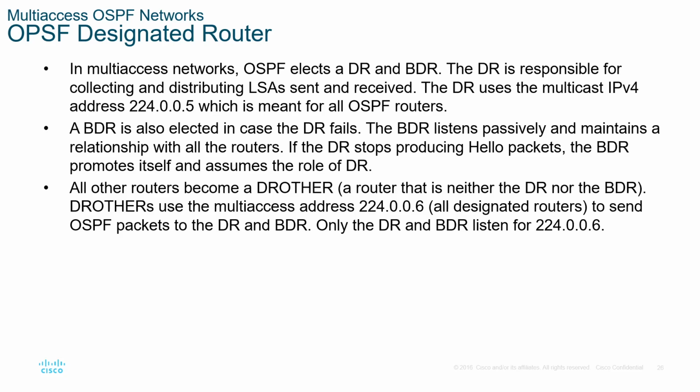I like to think this way: once the DROthers need to send information, they will send it up to the designated routers. So I put the designated routers at a higher hierarchy, like at the top of the food chain. Because they're at the top, the DROthers need to send information to them, so they send to them using the 6 address. And then it goes down to the 5, to the other DROthers. Seriously, I had to memorize these, because you will get questions about this, for sure.